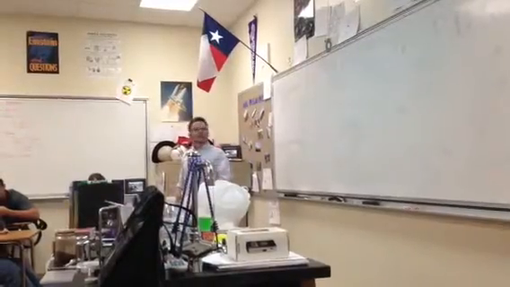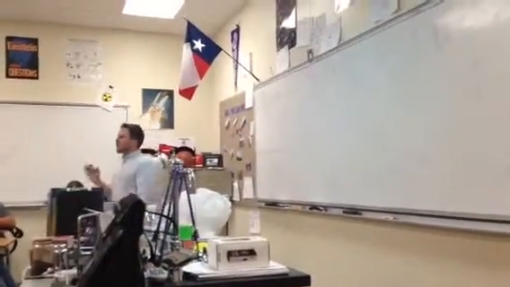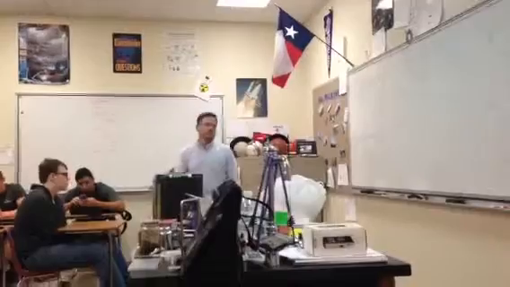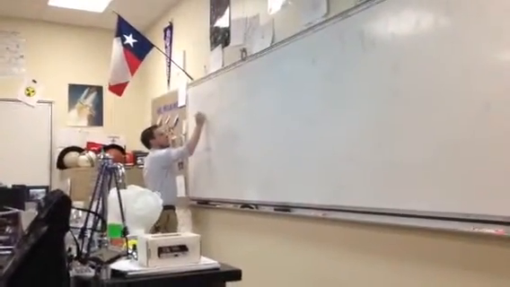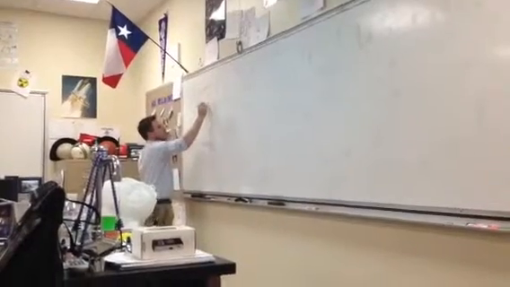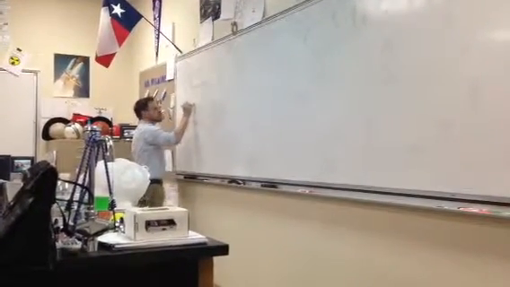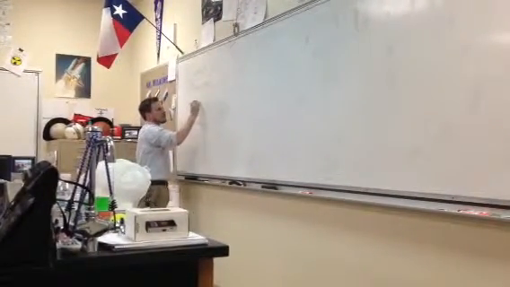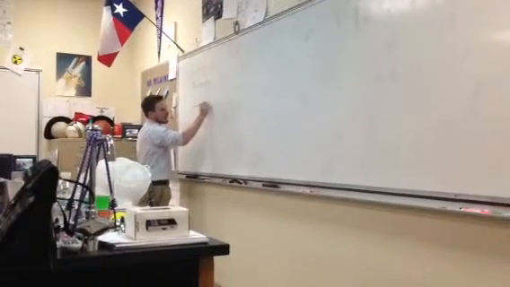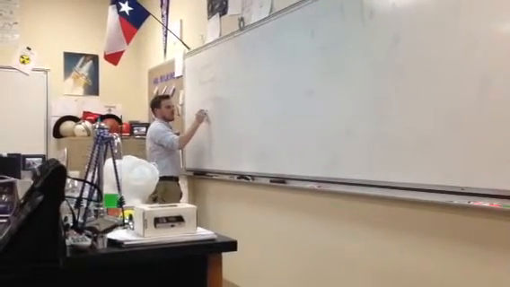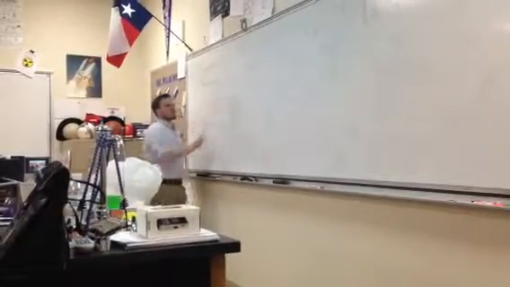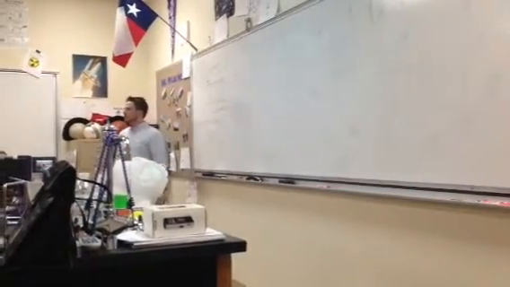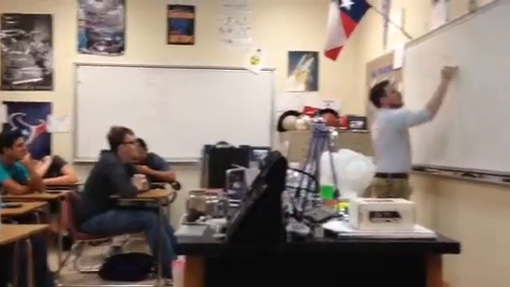So waves. The first thing we need to know about waves is there are two types of waves. What were the two types of waves? Anybody remember? Transverse and longitudinal. Longitudinal waves are also known as compression waves. So what does a transverse wave look like? Very good, Ethan. It looks like this.